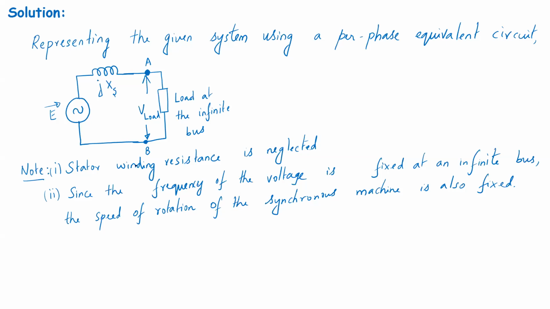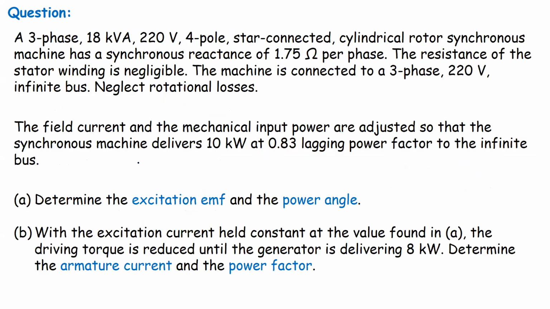Now, in the problem statement, there are two sets of information that are specified. The first line on top corresponds to the rating of the machine, whereas the line here specifies the operating condition of the system. What we are interested in is the operating condition of the system more than the rating of the machine. So that is something you need to keep in mind.